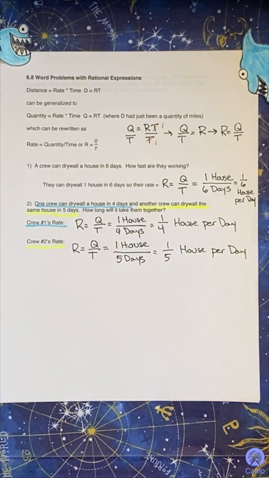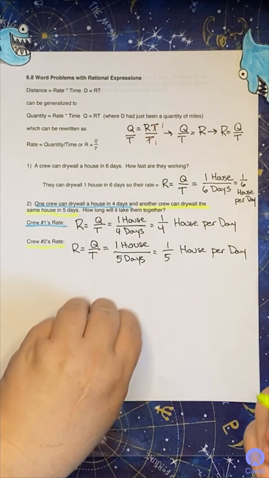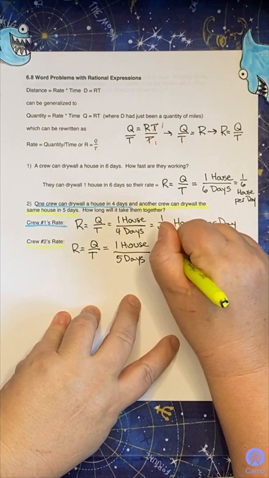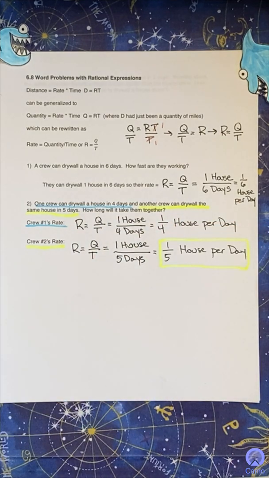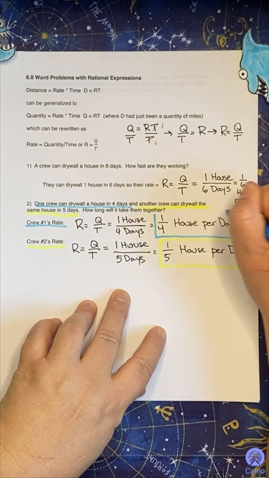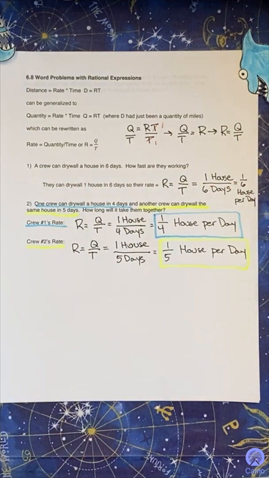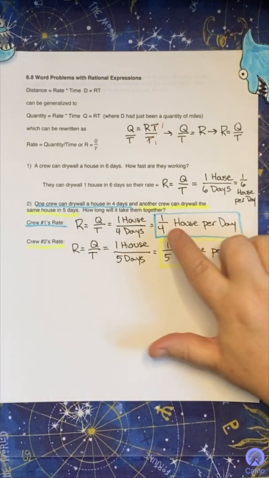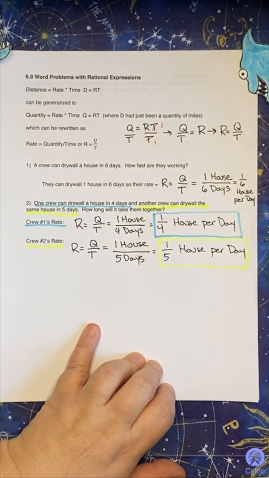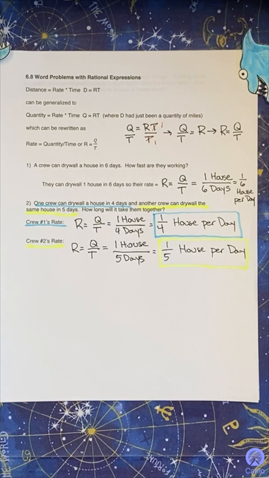And I know fractions are tricky because your brain is used to seeing a bigger number means a bigger value. But with fractions, literally, it's turned upside down. So a bigger denominator is actually a smaller number. So 1/4 of a house per day versus 1/5 of a house per day. The blue team is going faster. Okay, so now here's where we're just going to take a deep breath.